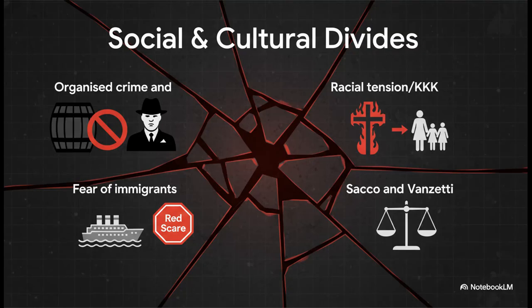But just under that shiny surface, America was a really divided place. The policy of prohibition, which banned alcohol, accidentally created a massive criminal empire for gangsters like Al Capone. Racial tension was just awful, with the KKK terrorizing African Americans, and you had this Red Scare which fueled a real fear of immigrants. This whole climate of fear and intolerance is perfectly summed up in the Sacco and Vanzetti case, where two Italian anarchists were executed based on some very, very flimsy evidence.